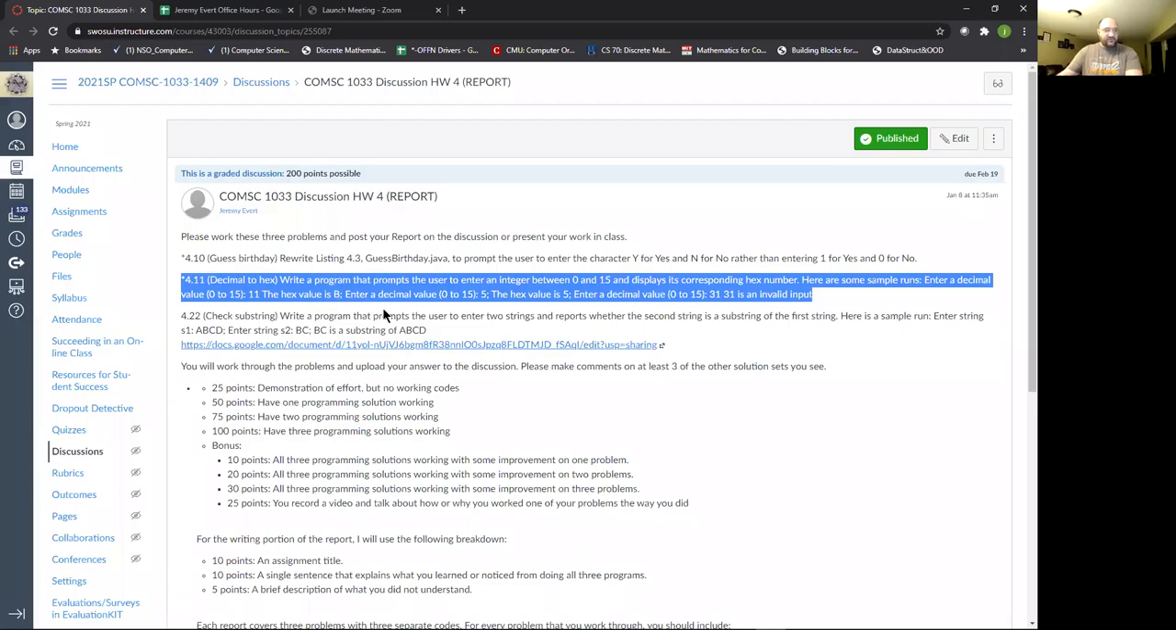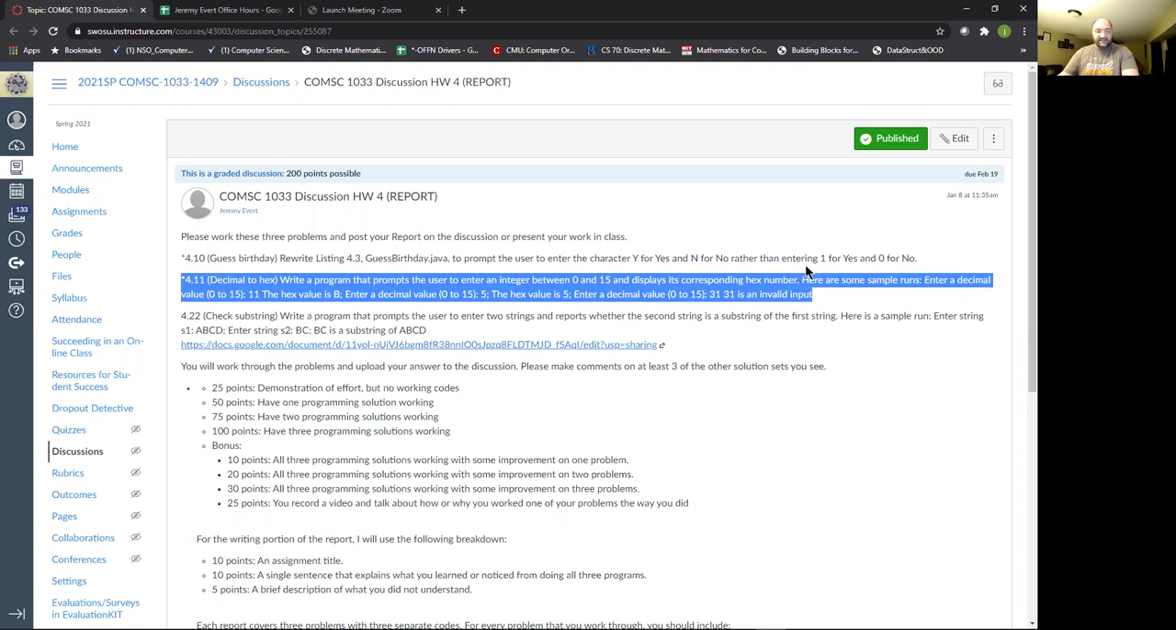All right, so here's the question. We want to write a program that prompts a user to enter a number between 0 and 15, and then display its corresponding hex number. There's some sample runs for you. So if you punch in 11, the hex value is B. And if you punch in 5, you're going to get a decimal number of 5. But if you punch in 31, it should say, hey, that's not going to work.